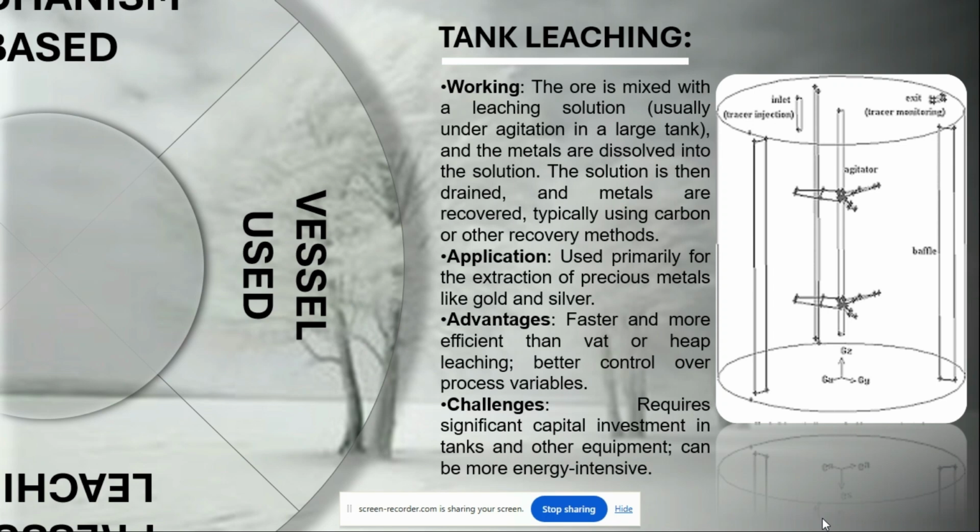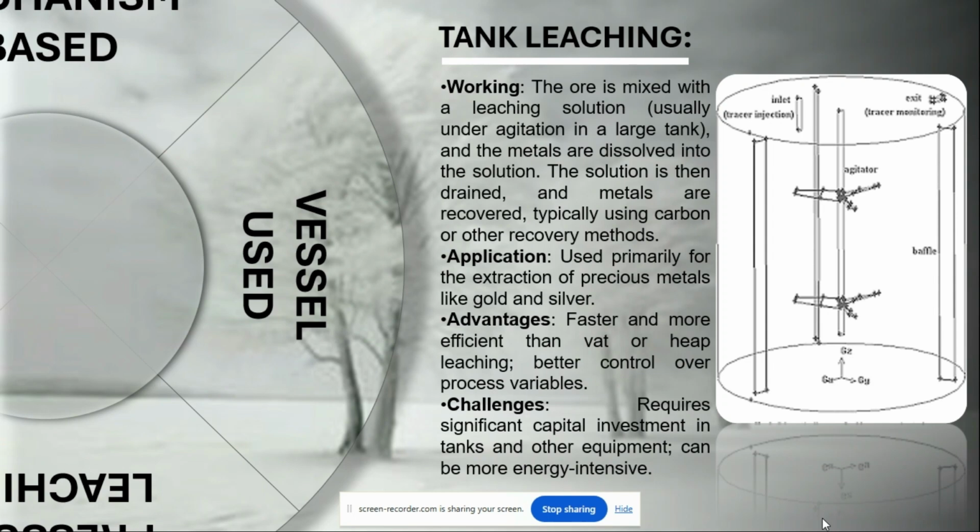It's also a very expensive process. That is why it is only used for the extraction of valuable materials. Tank leaching is a very fast and efficient way of extracting valuable materials, and you can have better control over the variables and everything is within a tank and can be measured for what materials we want to extract.